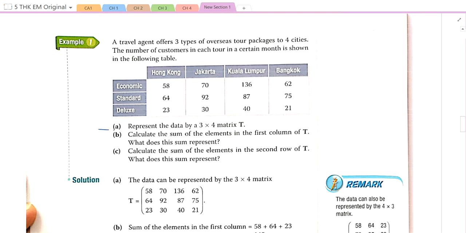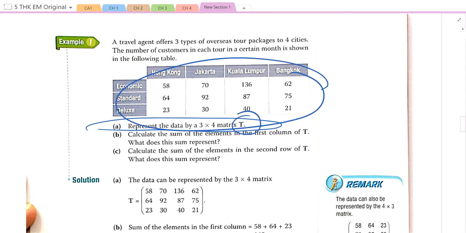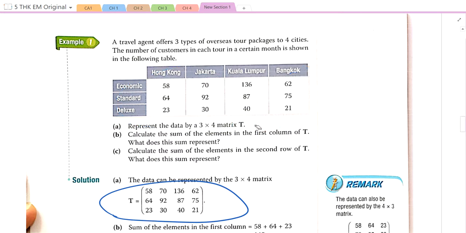Represent the data by a 3x4 matrix known as T. Is it easy? Represent this in a matrix called T. You know what? This is an O-level question, 1 mark. Free, right? Might as well take it. So this is the answer. Yeah, 1 mark. Better get it. So if you are sleeping, you may not know. Okay. Next, part B.